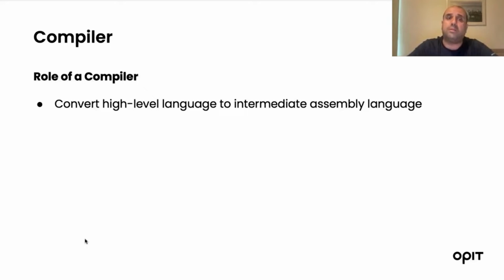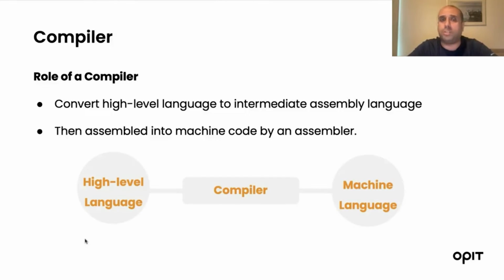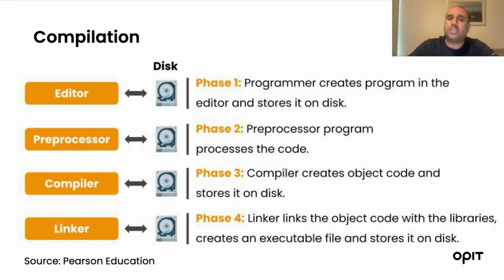What's the role of a compiler? The compiler does the translation from high level into an intermediate assembly level, and then the assembler takes this intermediate assembly level and transforms it into machine code. So from the high level, the compiler transforms it into assembly language, which is then assembled into machine code. The process of compilation is as follows.